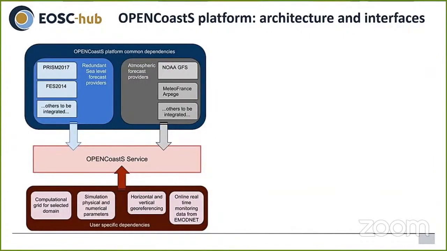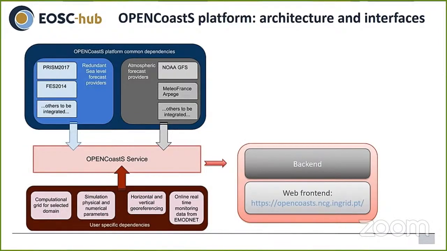The OpenCoasts platform is organized along three axes: the common dependencies that are commonly used in all forecasts, the user-specific dependencies that are related to the particular site and forecast conditions selected by the users, and finally, the OpenCoasts engine that integrates the front end and the back end. The front end is the interface that allows the user to create a deployment of a forecast, and manage and visualize the forecast results. The back end deals with the model operation and information and other control actions needed in the forecast.